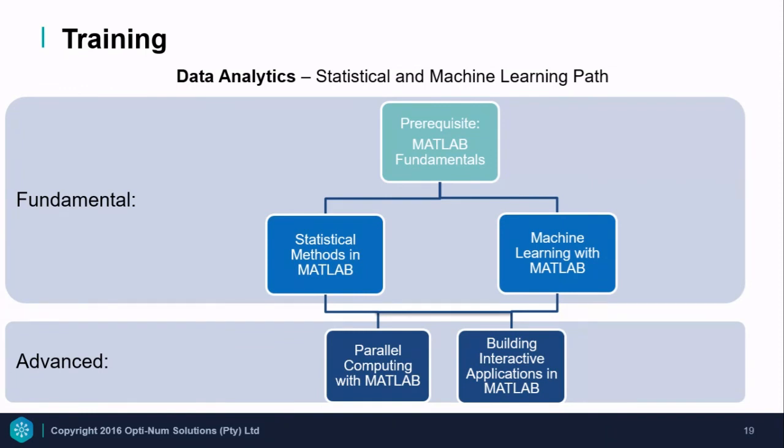Statistical methods in MATLAB focuses on the statistics and machine learning toolbox in MATLAB, whereas machine learning with MATLAB also focuses on the neural networks toolbox. After the fundamental courses have been completed, the advanced courses can also be completed. Parallel computing with MATLAB will allow you to work with very large data sets. And building interactive applications in MATLAB will teach you how to create apps that can be used by your colleagues, say in a MATLAB environment or outside of a MATLAB environment.